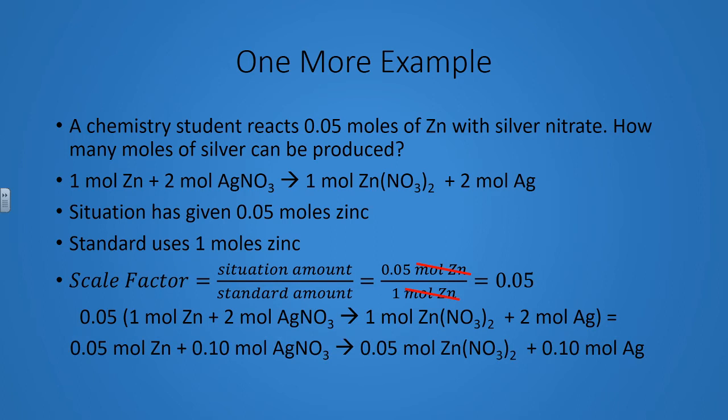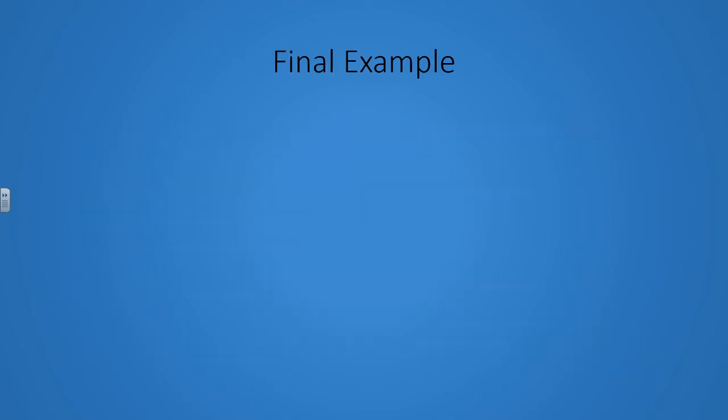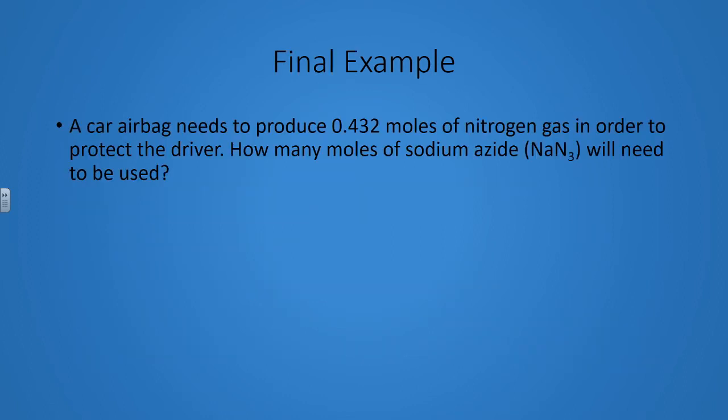0.05 moles of zinc plus 0.1 moles of silver nitrate will react to make 0.05 moles of zinc nitrate and 0.1 moles of silver. So there we can see at the start of the equation the 0.05 moles of zinc that the situation told us we had. And there at the end of the equation is the answer to our question: we can produce 0.1 moles of silver.